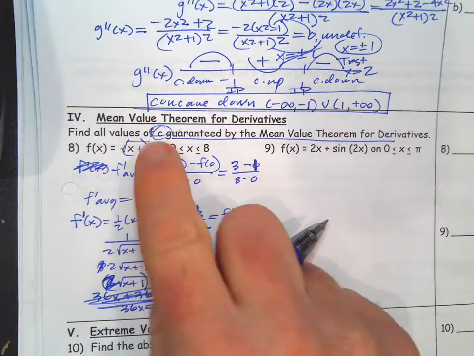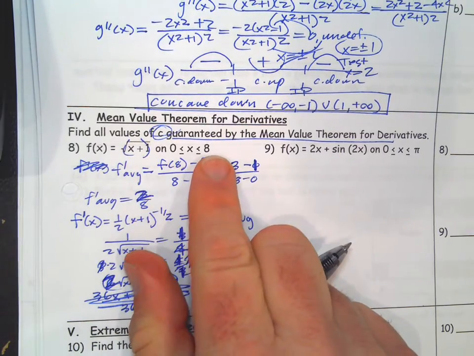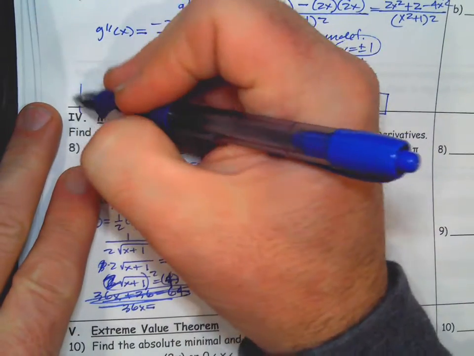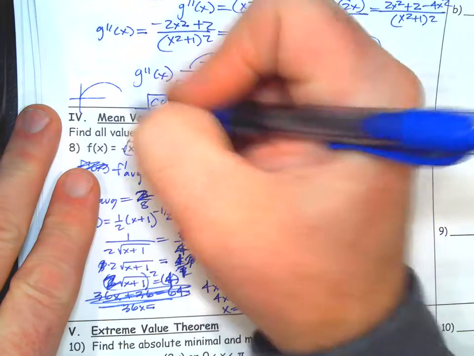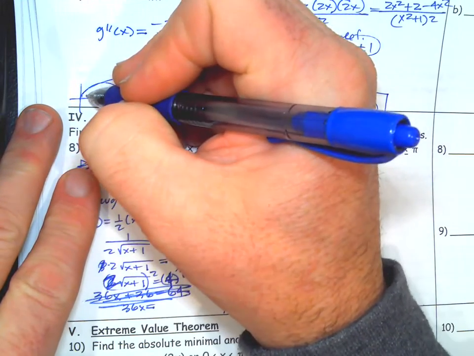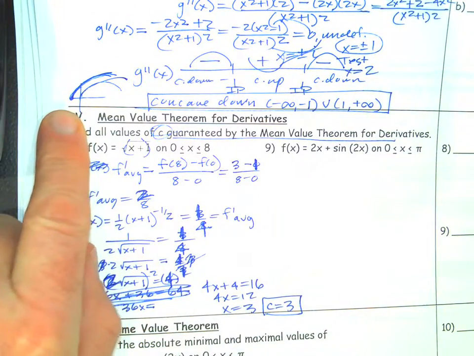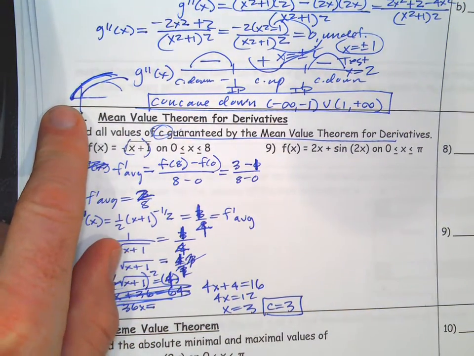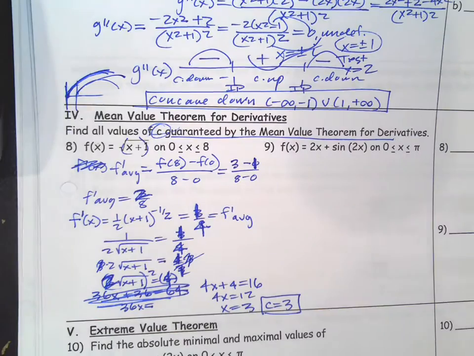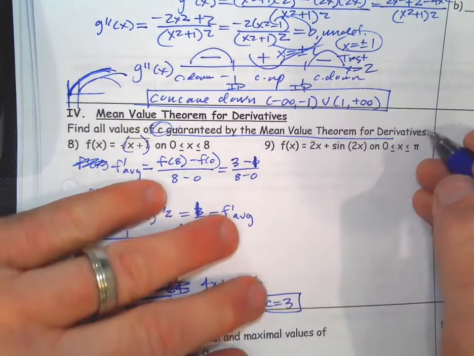Is this a continuous and differentiable function from 0 to 8? Yes, it is. There are places where this function, because it's a square root function, gets shifted to the left. It isn't continuous beyond -1. It isn't even differentiable at -1, has a vertical tangent. But we're good. All right, next one.